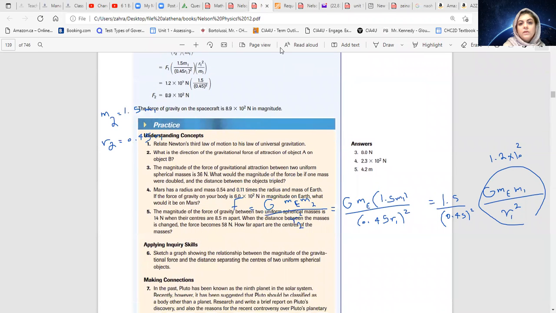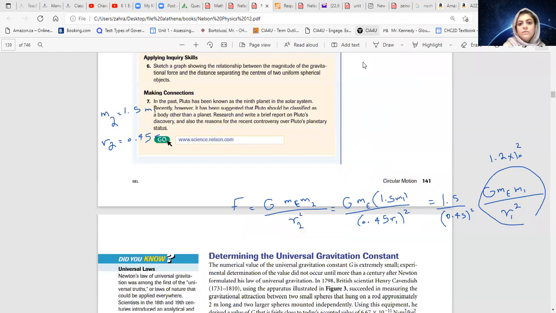See that here? Now you do question number 3, 4, and 5. This is page 141.